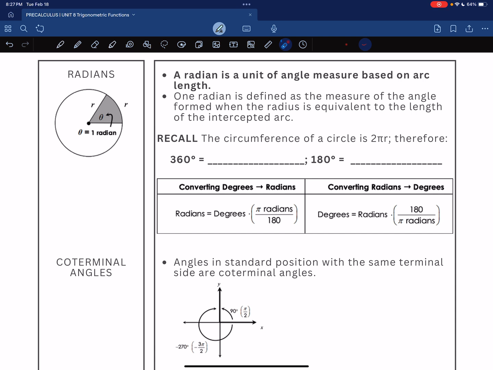The circumference of a circle is defined as 2 pi r, which means, ladies and gentlemen, that 360 degrees is 2 pi radians. And if you think of half of that, half of a circle is 180, well then half of 2 pi is just pi radians.